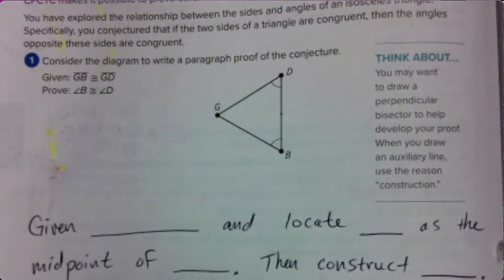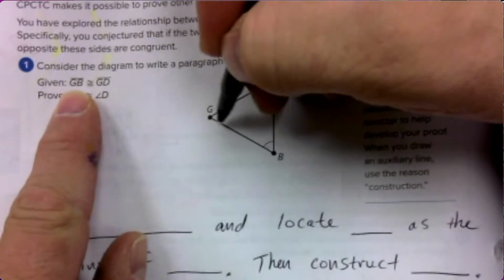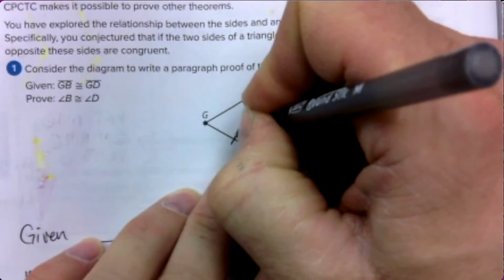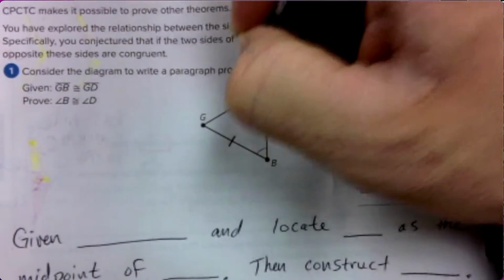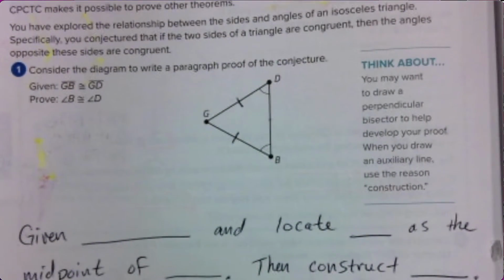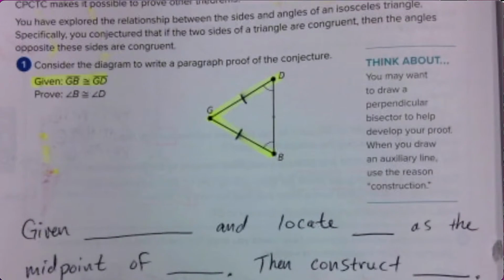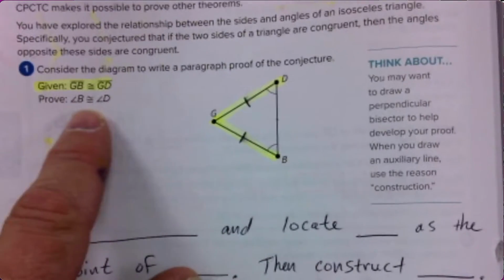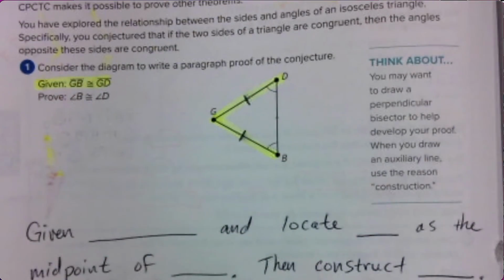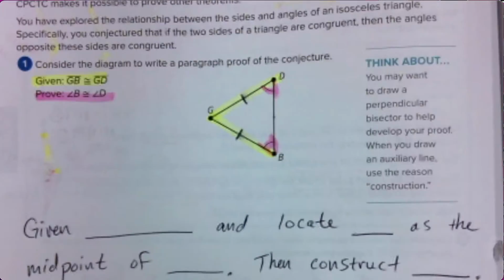That might include putting in some spikes. GB is this line segment, so put a spike on it. And then GD is this line segment, so put a spike on that. Those two line segments are meant to be congruent. They're the given. Givens are always highlighted yellow in my videos, so I'm going to highlight them yellow. And we're going to prove that angle B and angle D are actually congruent.